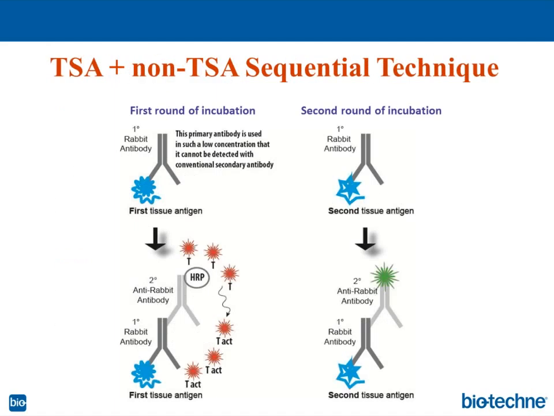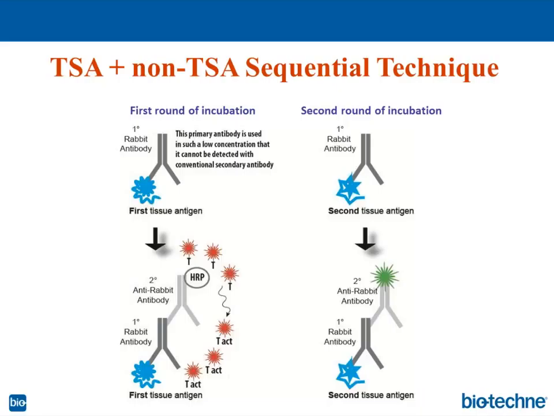So that was technique number 3, and now we are into technique number 4, and this is an interesting chemistry because it combines both TSA technique, what we talked about before, and non-TSA technique, and that's going to be like a sequential procedure. Here's how it works. We know that TSA technique is incredibly sensitive. It means that, for example, we can use 200 times less concentrated primary antibody and detect with TSA.